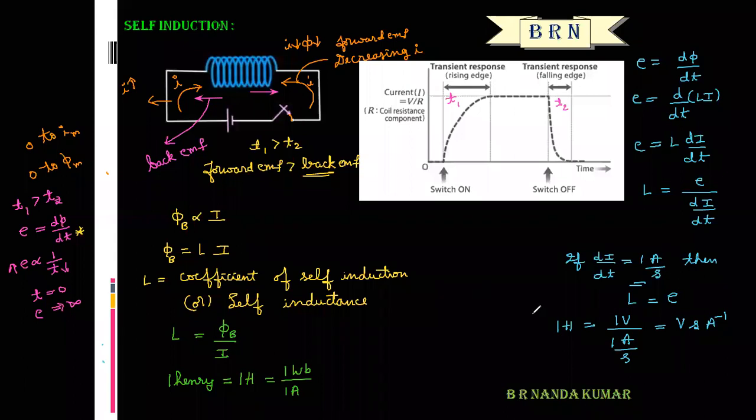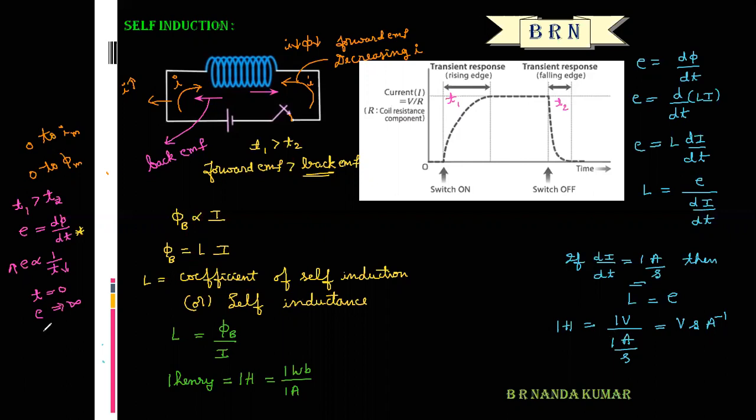The self-inductance of a coil is said to be 1 Henry if 1 volt of EMF is induced in the coil when the rate of change of current flowing through the coil is 1 ampere per second.